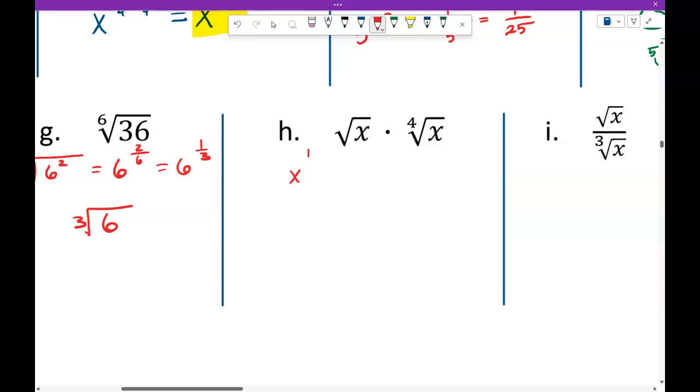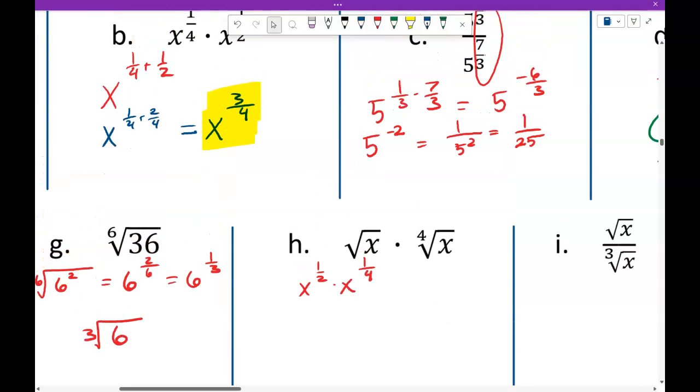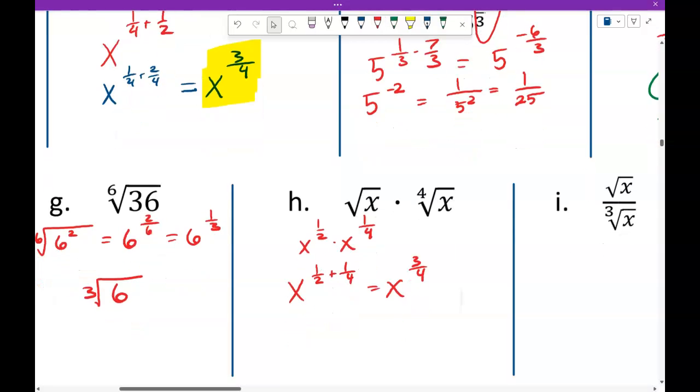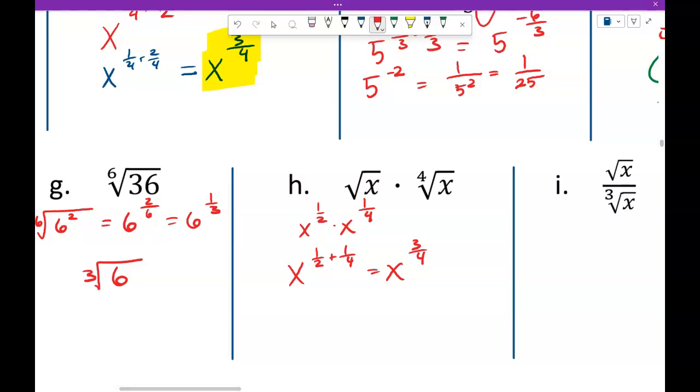Here we can write rational exponents. And now what we can do is go ahead and add these together. The same as what we had up here, 1/2 plus 1/4, which with the common denominator gives us 3/4. So then we'll go ahead and write it back in radical notation, 4th root of x to the 3rd.